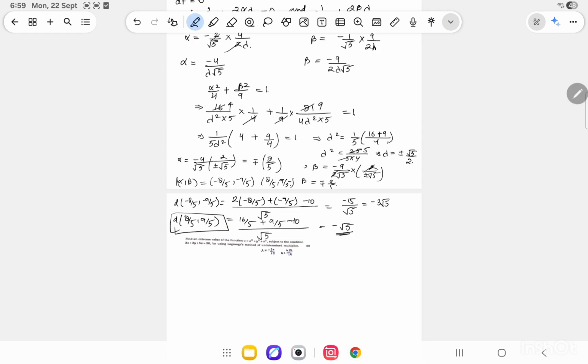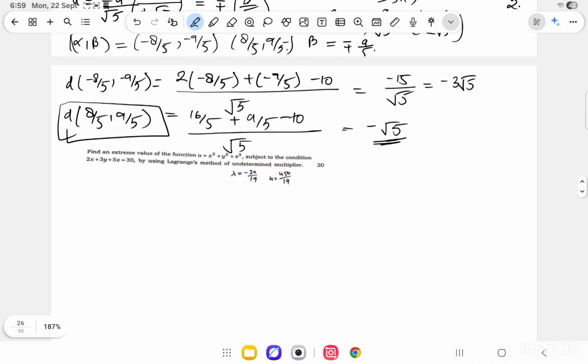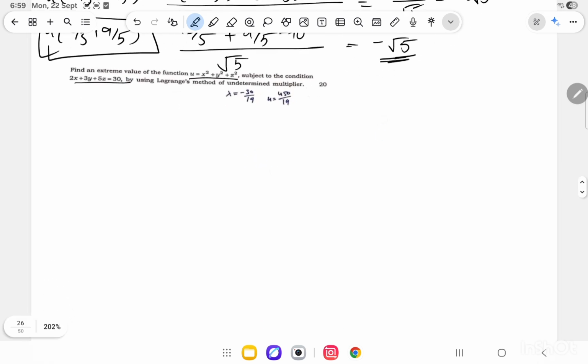The ellipse is at least distance from the given line. So let's move on to the next question. The next question says: find the extreme value of the function u subject to this condition using Lagrange's method of undetermined multipliers. So let's define our function f, that will be x square plus y square plus z square plus lambda times 2x plus 3y plus 5z minus 30.